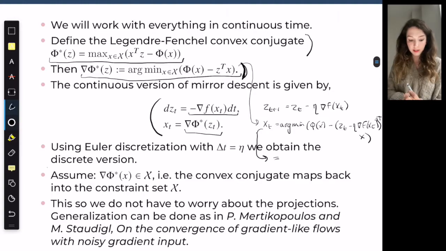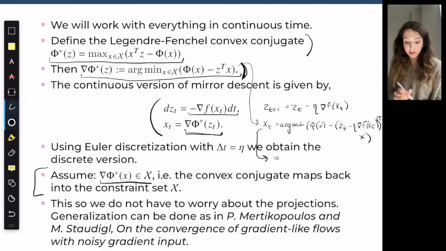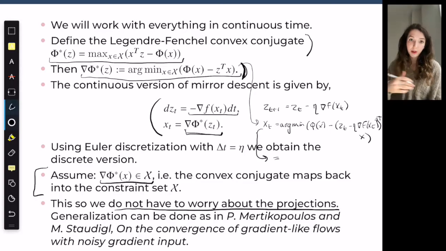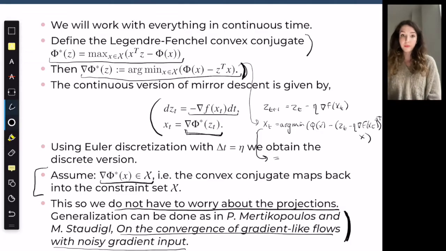One of the assumptions, which is again a bit of a technicality but I want to mention here, is that this gradient of phi star maps directly back into our constraint set curly x. The reason we make this assumption is that we don't actually have to deal with or worry about the actual projections. We just assume that it is projecting directly back into our constraint set curly x. If you're interested in more information on this and also how to generalize it to the actual projection, then this paper on the convergence of gradient-like flows with noisy gradient inputs can be interesting.